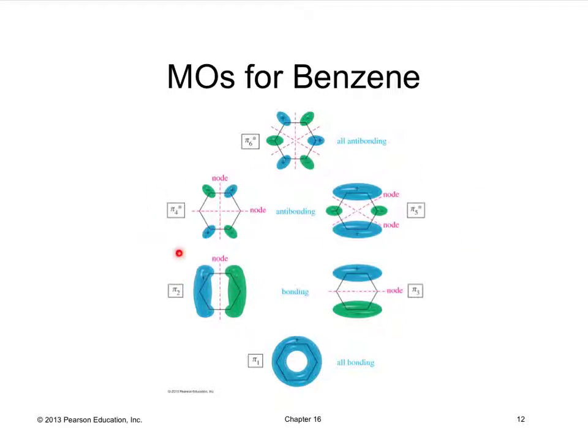Then the next step after that is the antibonding, pi 4 star and pi 5 star, as denoted by the star. In this degenerate level, and that's what degenerate means, the same energy level, you have two nodes that cross one another in one direction and in the other direction. And then finally you have the all-antibonding molecular orbital, which is denoted as pi 6 star, in which you have three nodes and all of them are opposite.